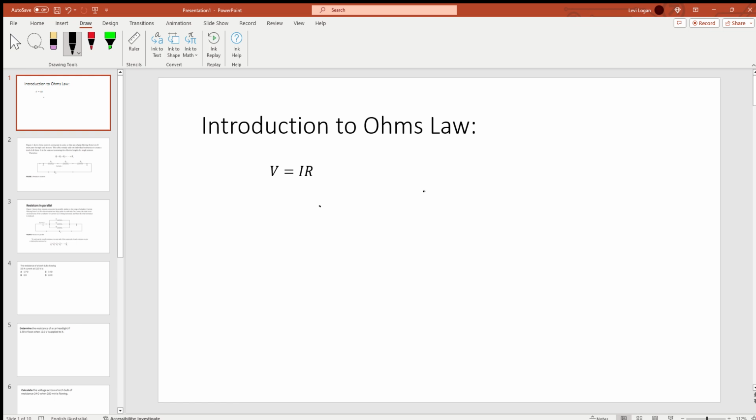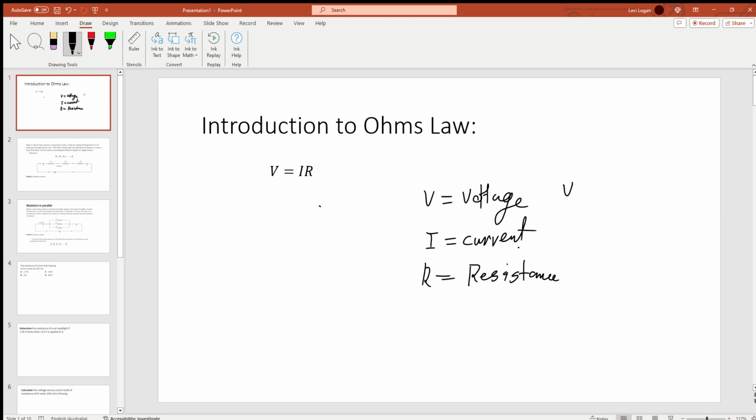What V stands for is the voltage, I is current, and R is resistance. Okay, so the units for each of these you'll probably need to know. Voltage is given in volts, usually just as a V. Current is given in amps, usually with a capital A, and resistance is given in ohms. If you see this funny symbol, this is what ohms means.